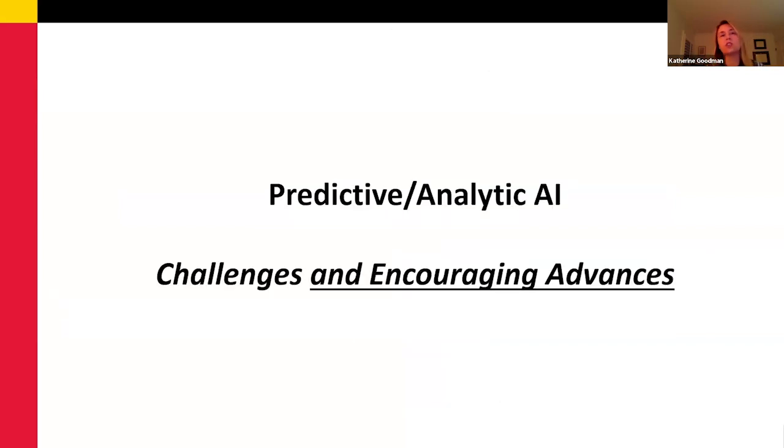Okay, so focusing first on predictive and analytic AI, we'll talk about some of the challenges with these tools, and then importantly, some encouraging recent advances.